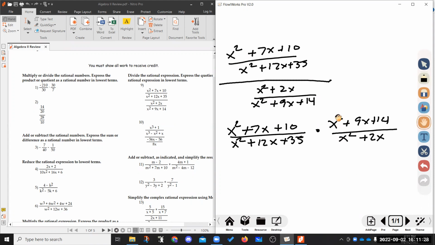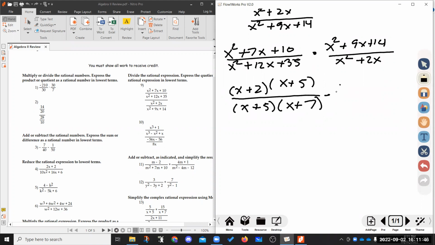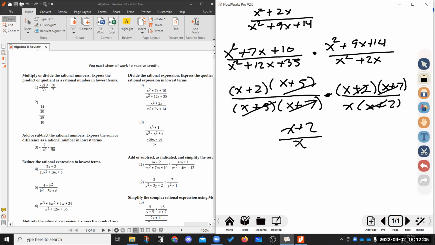So that's the same problem we've written. Going into it now, start factoring. x plus 2, x plus 5, x plus 5, x plus 7, x plus 2, x plus 7, x times x plus 2. And we are left with x plus 2 over x.